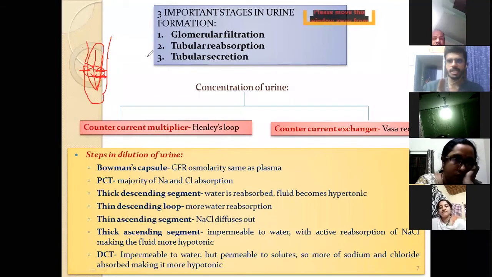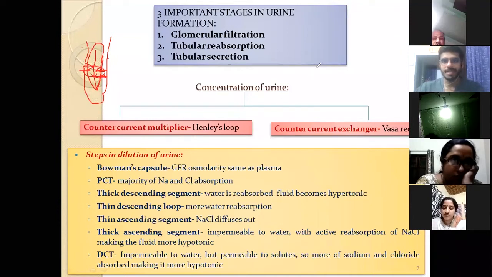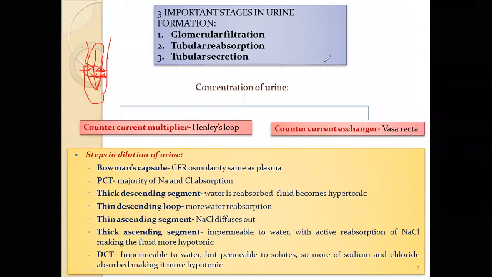Now under the counter current mechanism you have two components. One is called the counter current multiplier and the other is called the counter current exchanger.